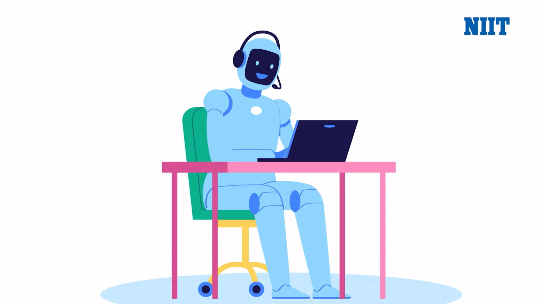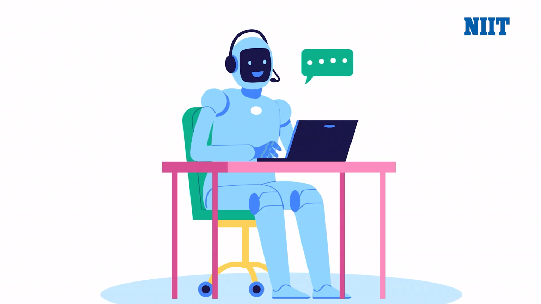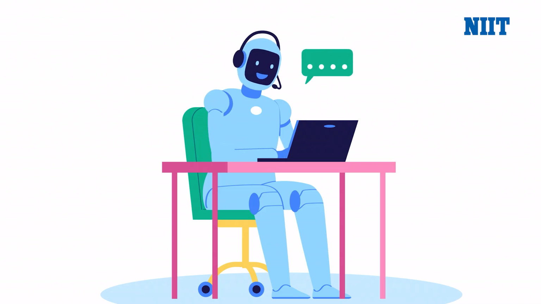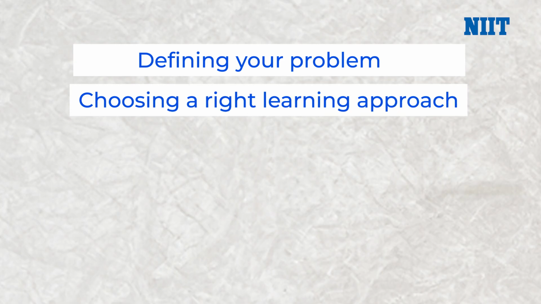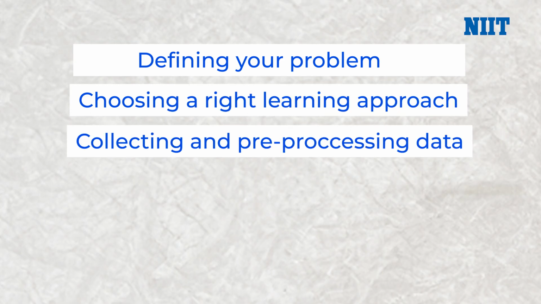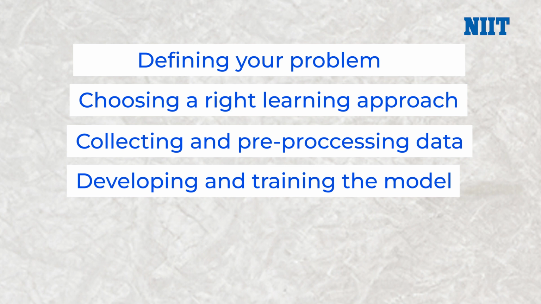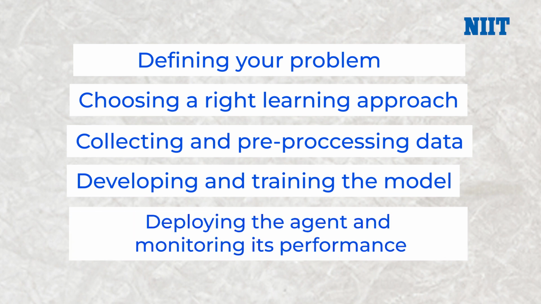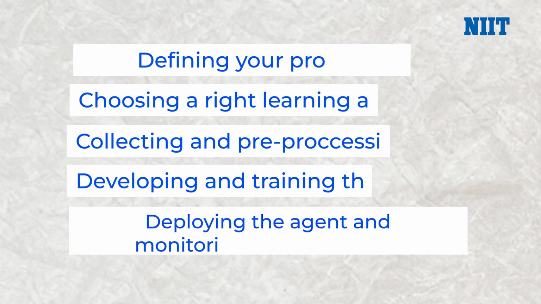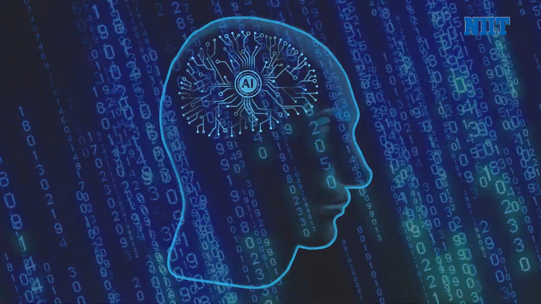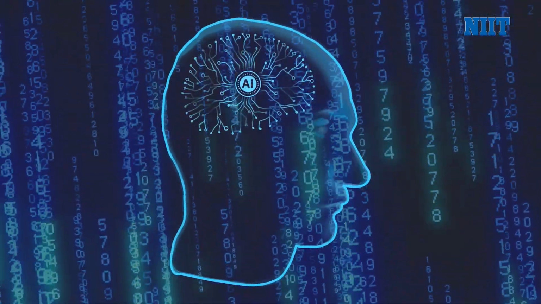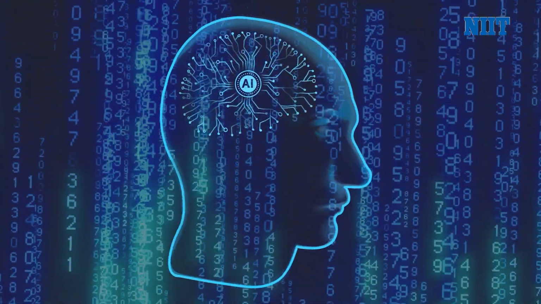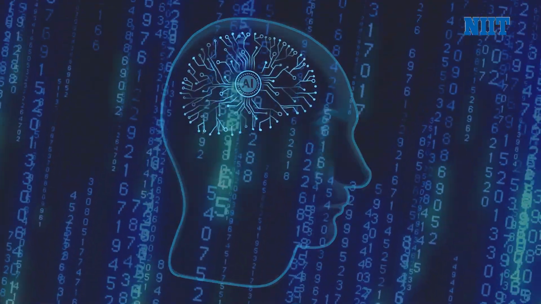To wrap things up, let's quickly recap the main steps involved in building an AI agent. Defining your problem, choosing the right learning approach, collecting and pre-processing data, developing and training the model, deploying the agent and monitoring its performance. Looking ahead, AI agents are evolving rapidly. We are seeing a trend towards more autonomous agents, explainable AI, and better human AI collaboration. The possibilities are endless. And with this, that's a wrap.